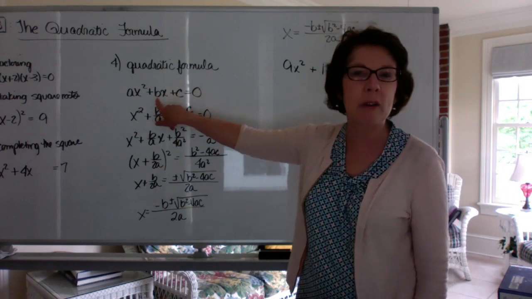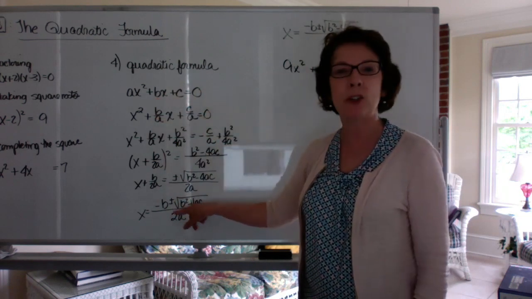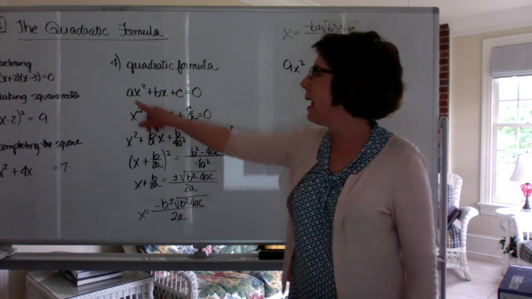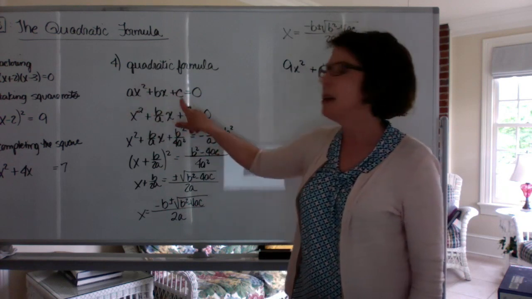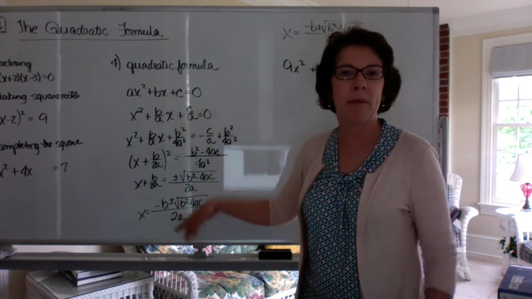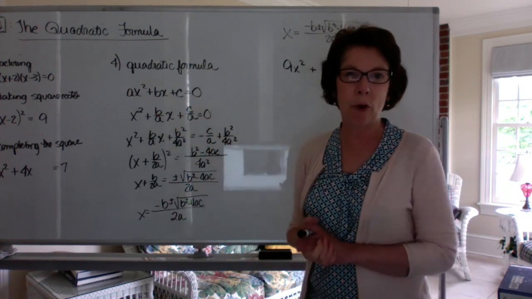B is the coefficient of the x term, plus or minus the square root of b squared minus 4ac. Remember, a is the coefficient of the x squared term. C is just my constant here on the end. And all over 2a. That is the quadratic formula.